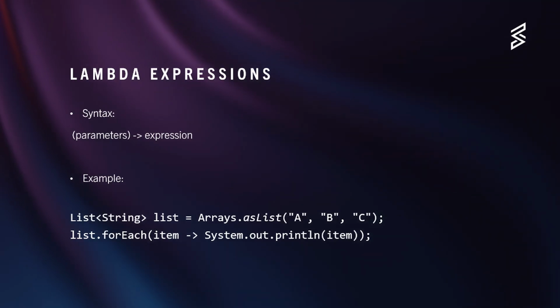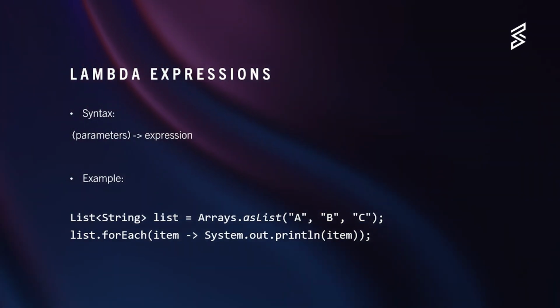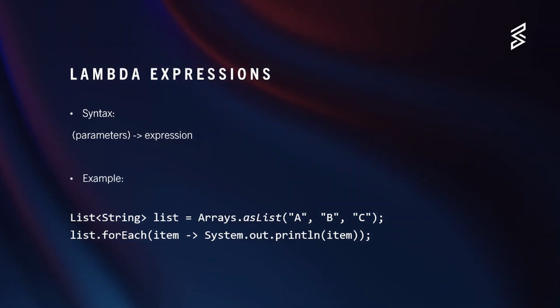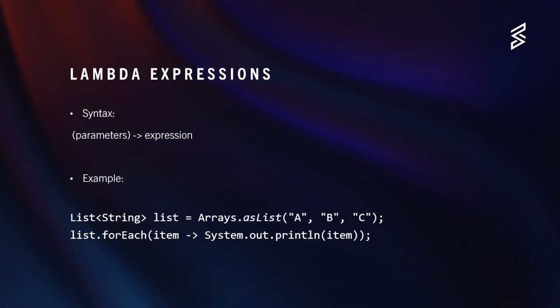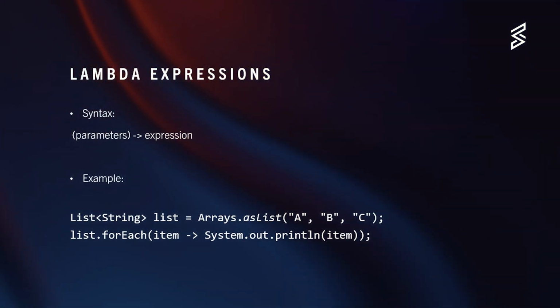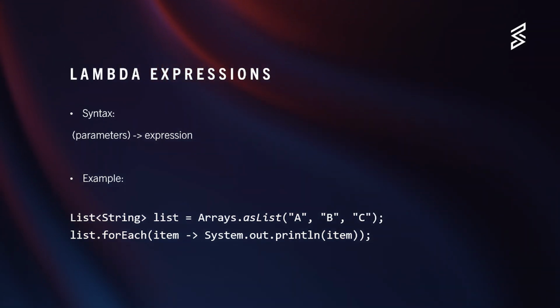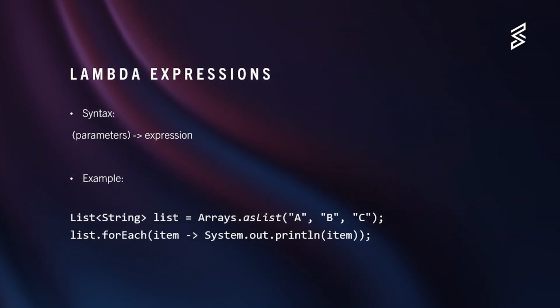Lambda expressions make Java more expressive and concise. The syntax is simple: parameters, followed by an arrow, and the expression or code block. For example, list.forEach(item -> System.out.println(item)). This eliminates the need for anonymous classes and makes the code much cleaner.